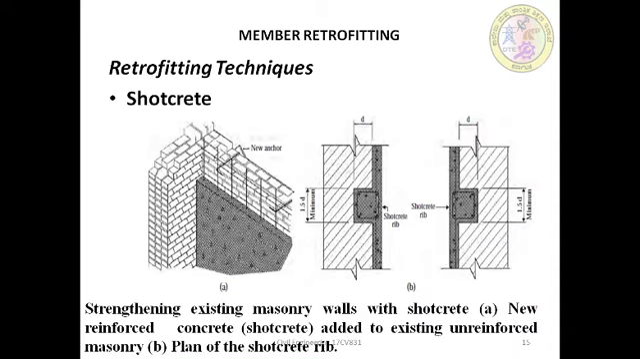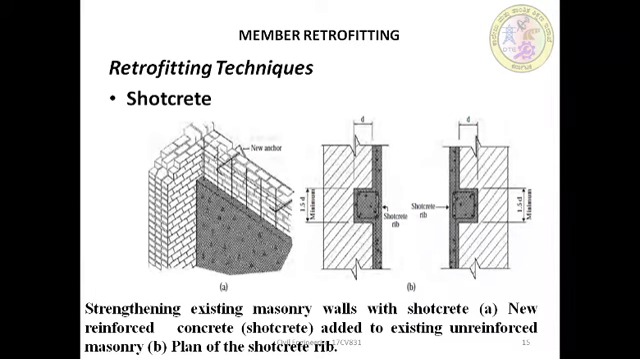In the member retrofitting, it consists of the shotcrete. Whatever the retrofitting technique is, here it is the shotcrete. So in case of weak masonry and absence of enough solid piers to resist the seismic loads, the shotcrete is ideally suitable for unreinforced masonry buildings.